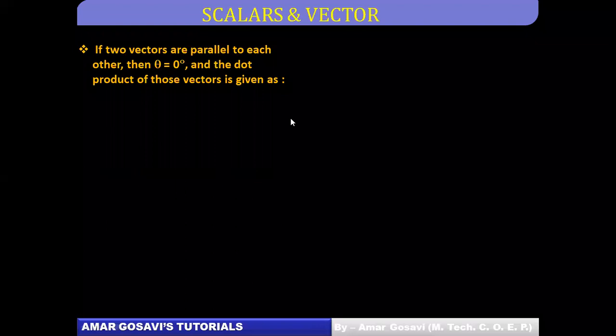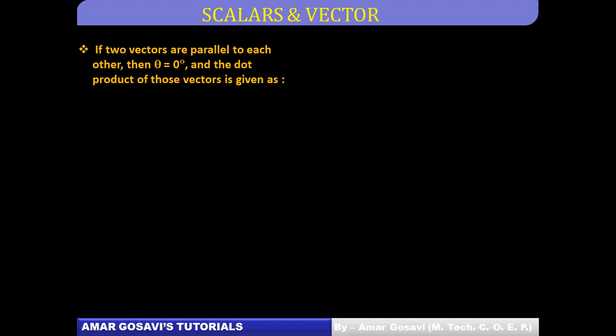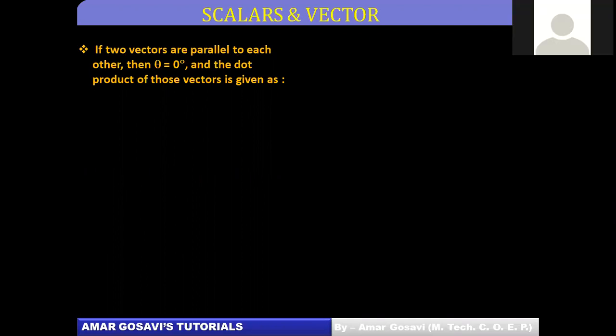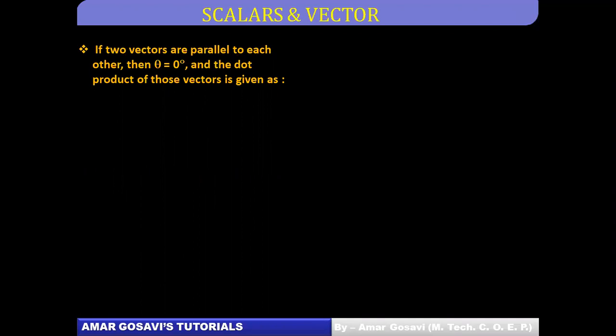Okay. Let's understand this. If two vectors are parallel to each other, in simple words, what can be the understanding regarding it? The angle between the two vectors will be zero. Why would it be zero? Because the two vectors are parallel to each other. Therefore, the angle between the two vectors will be zero.